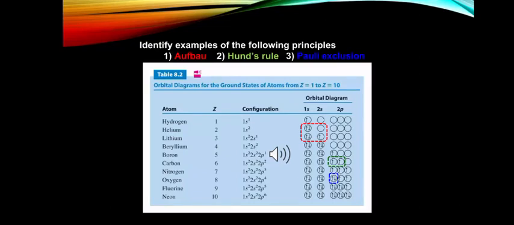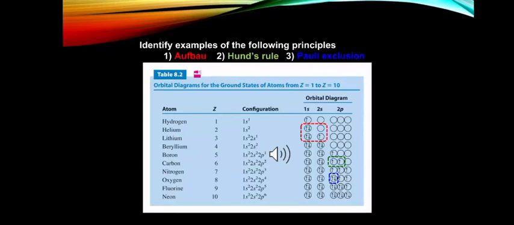The very next example is boron, whose atomic number is 5 and electronic configuration is 1s2, 2s2 and 2p1. They have first filled electrons in the 1s orbital, then 2s and 1 electron in the 2p. And the next example is carbon, whose atomic number is 6, 1s2, 2s2 and 2p2.